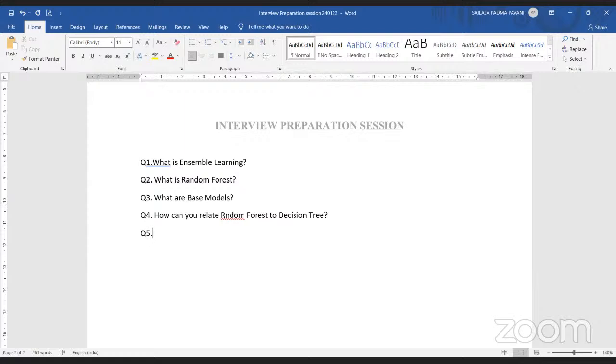Random forest, of course, we know is an ensemble learning method. How does it work? By constructing decision trees, right? So random forest can be constructed for both classification and regression tasks. How can you relate them? My question, for those who have just joined, is: how can you relate random forest and decision trees?